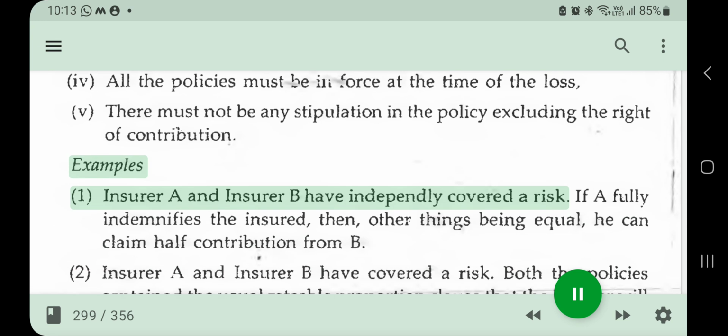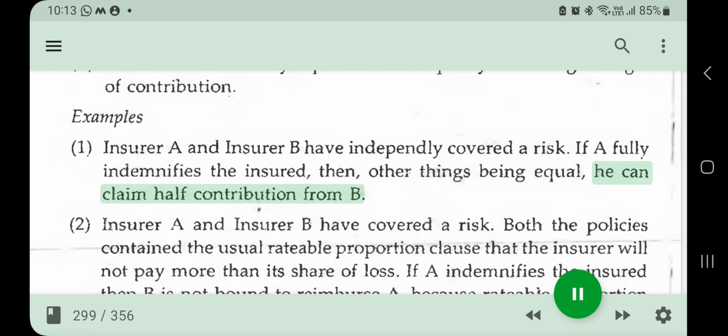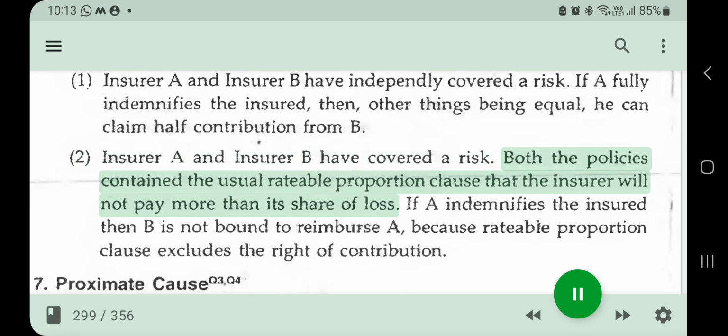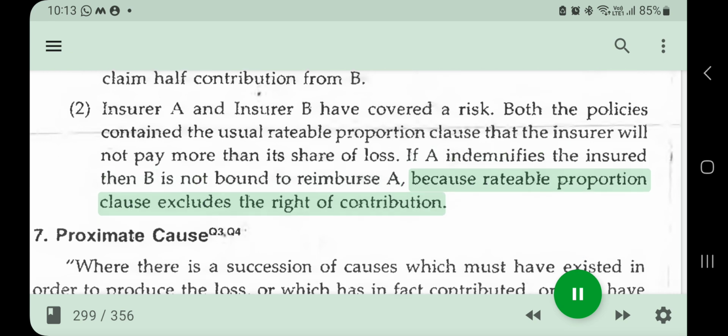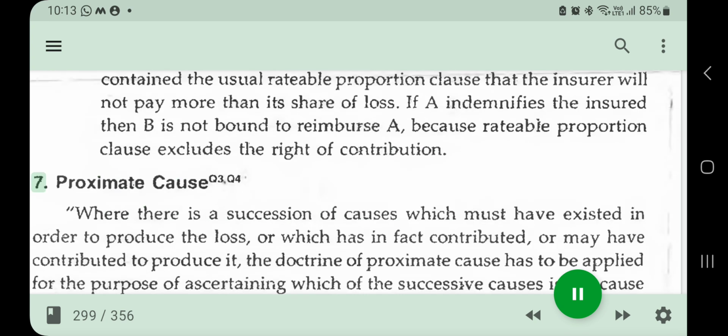Examples: 1. Insurer A and Insurer B have independently covered a risk. If A fully indemnifies the insured, then, other things being equal, he can claim half contribution from B. 2. Insurer A and Insurer B have covered a risk. Both the policies contain the usual rateable proportion clause that the insurer will not pay more than its share of loss. If A indemnifies the insured, then B is not bound to reimburse A, because the rateable proportion clause excludes the right of contribution.